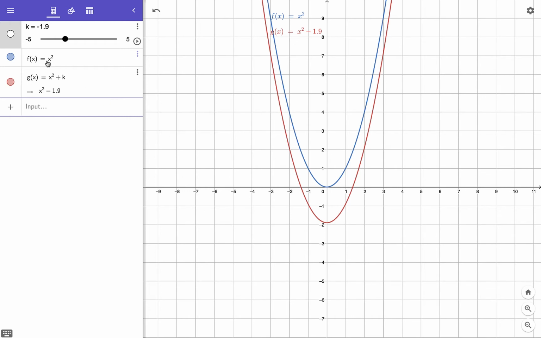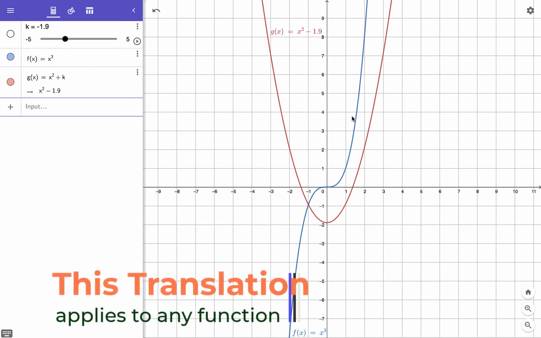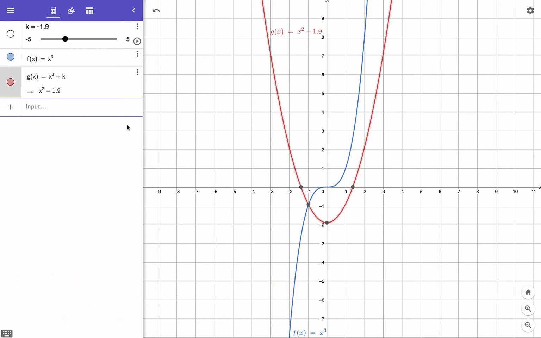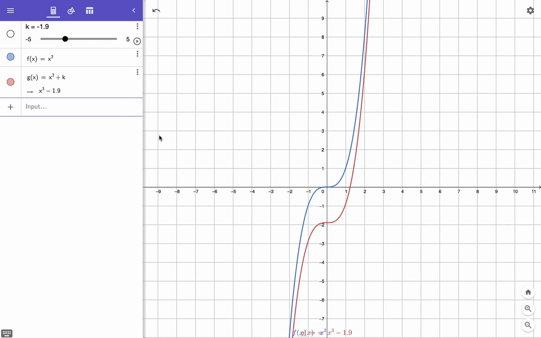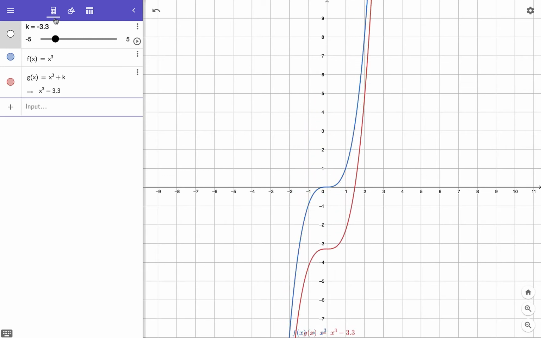Now I'm going to change the function from x squared to x cubed. That's my parent function, f of x equals x cubed, and I also changed the transformation applied on this function. It has to be x cubed. Here we are. Same thing: if I change the values of k, I can see a shift up or a shift down depending on whether k is positive or negative.